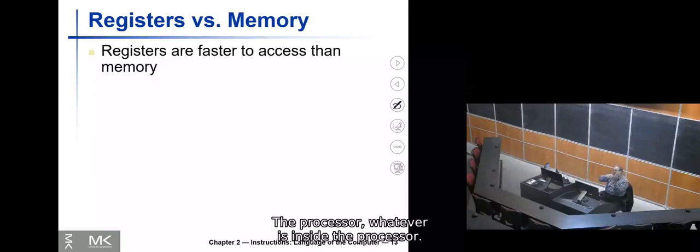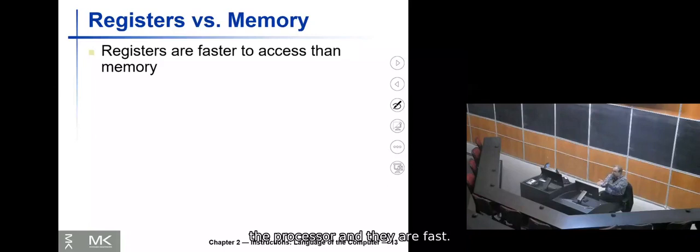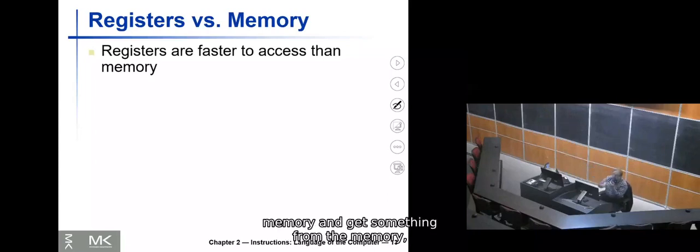Whatever is inside the processor is accessible from the processor and is fast. We can work with them very easily. But the other things are outside the processor. If we want to find anything in memory, the processor should get access to memory, get something from the memory, and bring it to the processor. So registers are much faster than memory. And that's why we are doing our operations on registers.